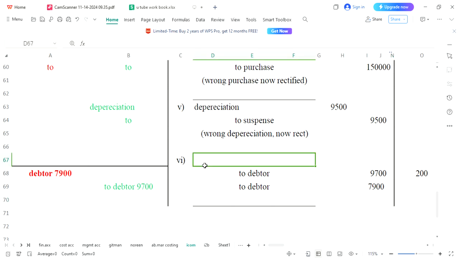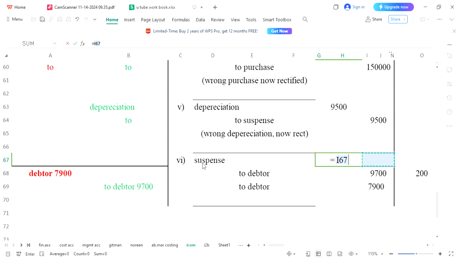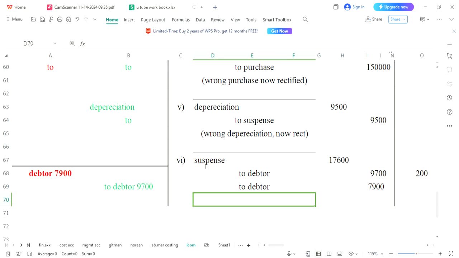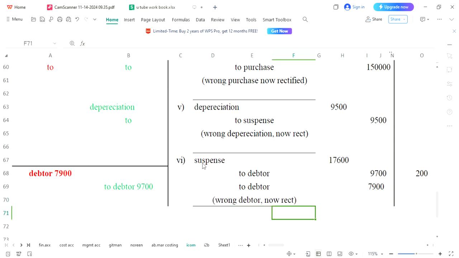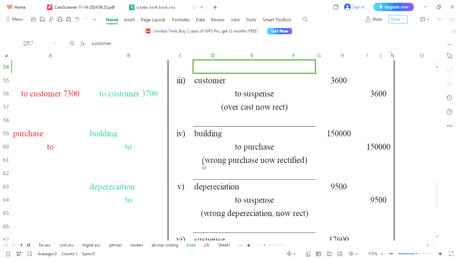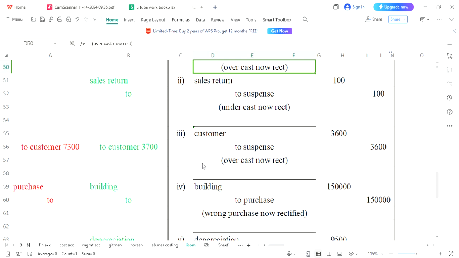Nothing is present to be written on the debit side. So for the time being, you will write suspense account, and in front of suspense account you will take the sum of both amounts. Here you will be writing that the wrong debtor is now rectified. So all entries are completed. As in usual practice, the question would end here.